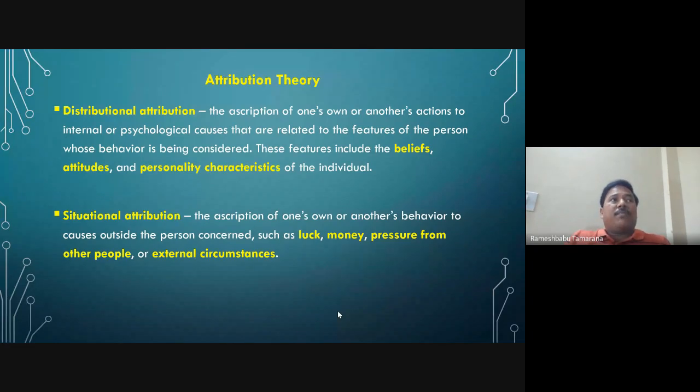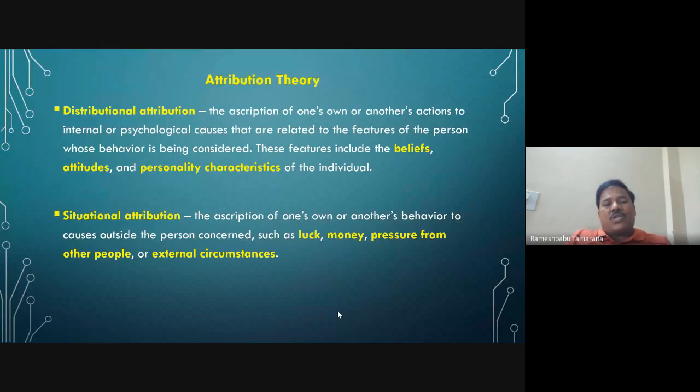The features might include the belief systems of an individual, or attitudes of an individual, or the personality characteristics of an individual. So we ascribe, okay, he did it because this is his personality, this is what his belief systems are.